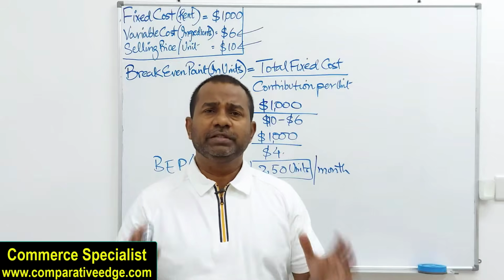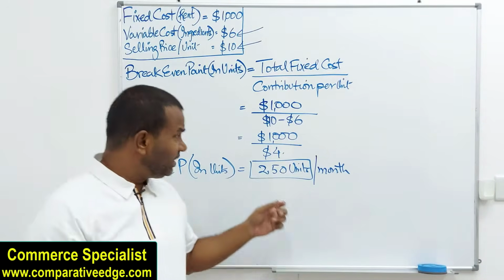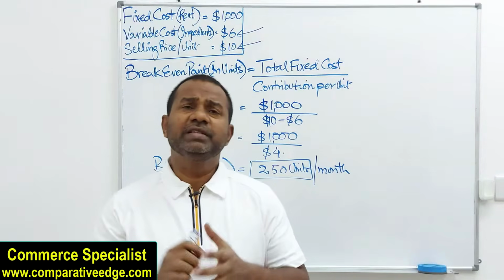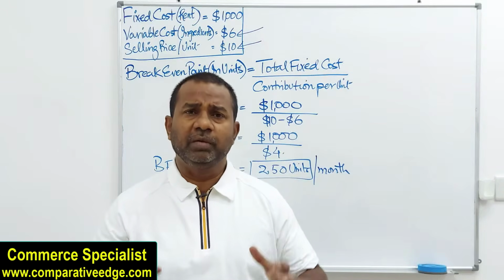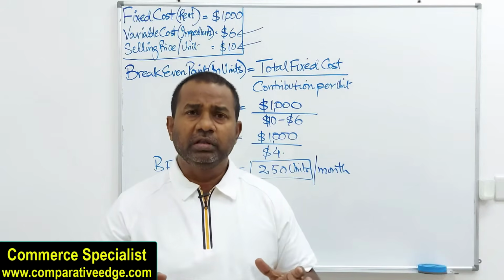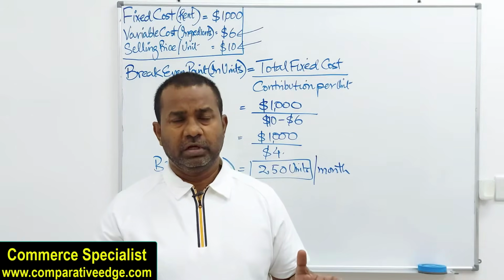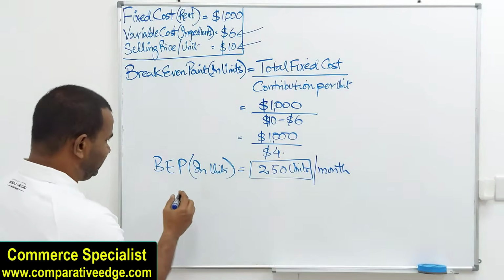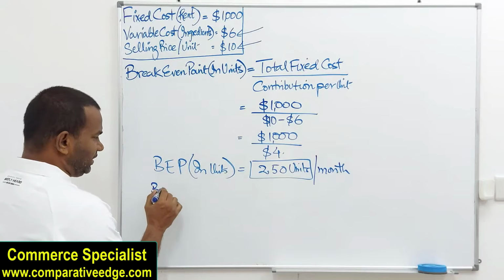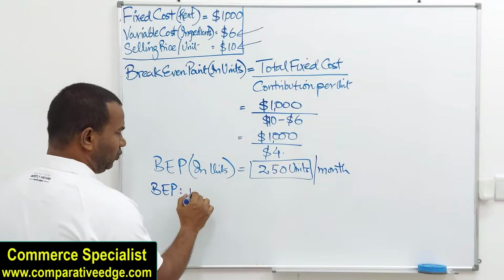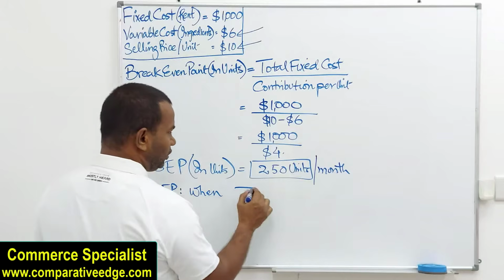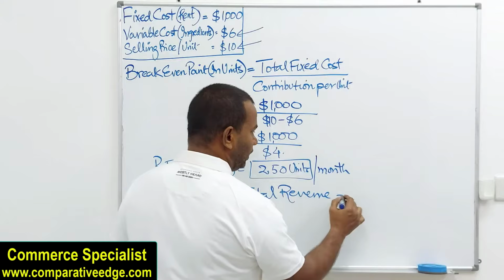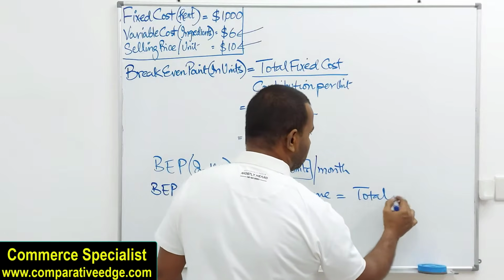So guys, now let's prove. Is the business breaking even if they sell 250 units? As I said, break-even point means a point at which there is no profit, no loss. Which means when total revenue is equal to total cost. So have a look at this. We can say break-even point is when total revenue is equal to total cost.